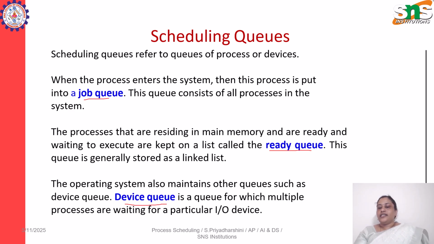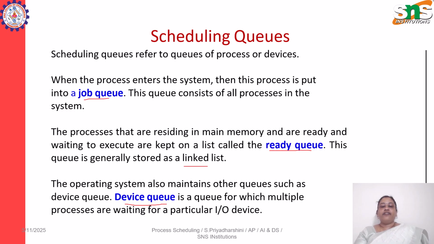The second queue is called the ready queue. The ready queue consists of the processes that are available in the main memory, ready by acquiring all the resources, and just waiting for the CPU to be executed. All those processes in the ready queue are waiting only for the CPU to finish its execution. This ready queue will be in the form of a linked list storage.